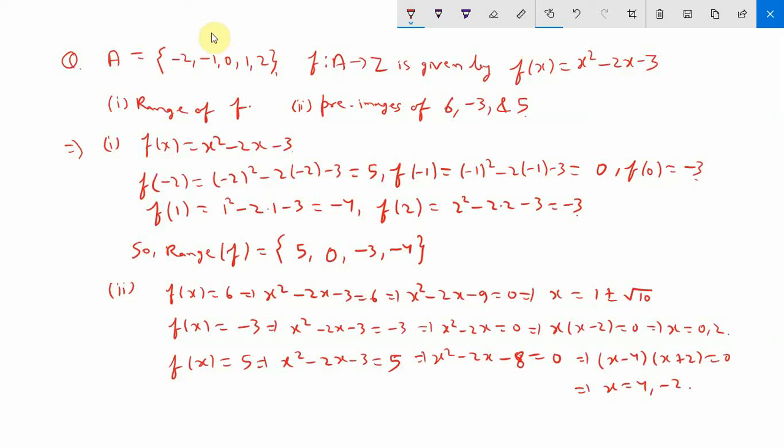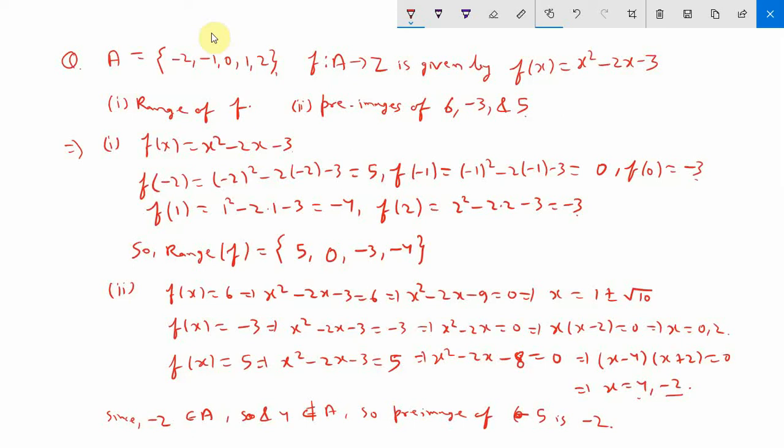Okay. Since minus 2 is an element of A, see here it is minus 2, but 4 is not an element of A. So pre-image of 5 is minus 2.